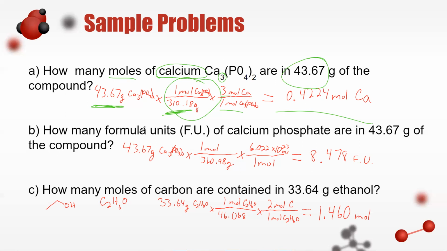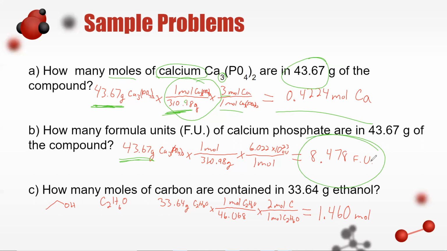Letter B, how many formula units of calcium phosphate are there in 43.67 grams? So again, we're starting out with our given number here. And we're going to convert into moles doing the exact same procedure that we just did. 1 mole over 310.98, or yeah, 0.98 grams it's supposed to be. Then, since we're moving into formula units, that's where we use Avogadro's number. So for every 1 mole of anything, there's 6.022 times 10 to the 23rd formula units. So if we multiply that out, 43 times this, divided by what's on the bottom, we get this many formula units. Okay.